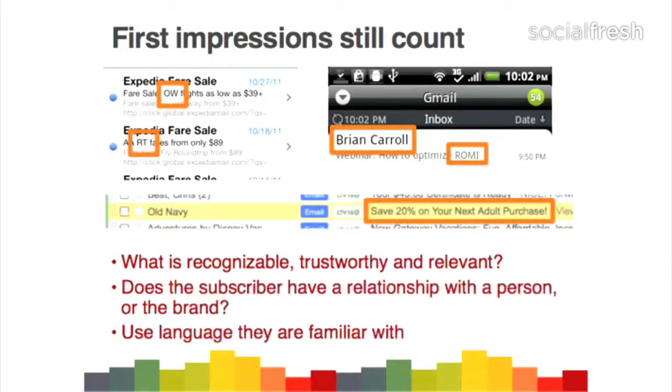And then lastly, here's my favorite. It's not on a mobile device, but I had to include it in here. From Old Navy: save 20% on your next adult purchase. So what's recognizable, trustworthy, relevant? Does the subscriber have a relationship with the person or the brand? With this Brian Carroll example, I honestly can't remember what company that came from, and I don't know who Brian is, so that brand recognition is totally lost on me. And then use language they're familiar with, no acronyms: ROMI, OW, RT. Am I round tripping or am I retweeting?